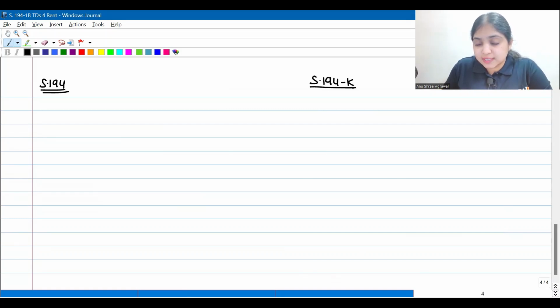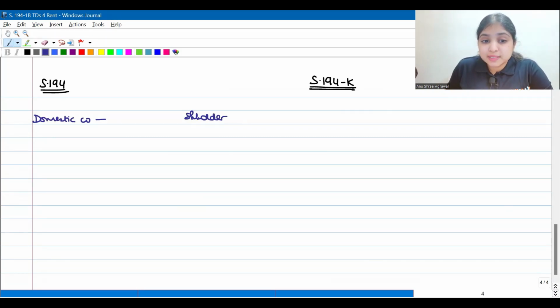These 2 sections we will discuss simultaneously on the same page because more or less they are the same, just a few differences. Under section 194, we have 2 people in the story. Number 1, we have a domestic company, and number 2, we have a shareholder. The domestic company is paying dividend to the shareholder.